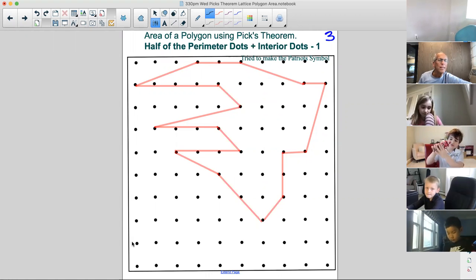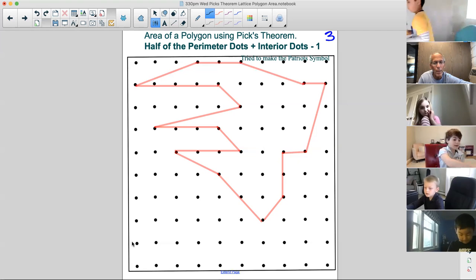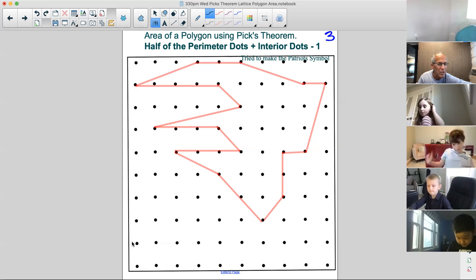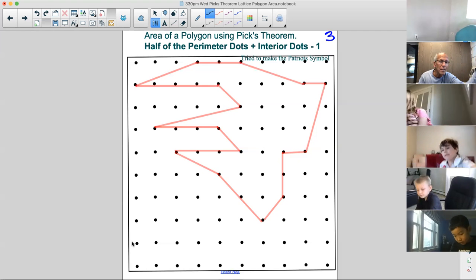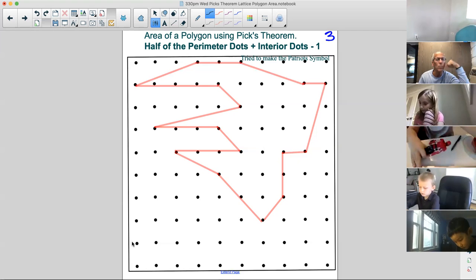Now, this is called the flying Elvis. Now, it's the Patriots symbol. So go ahead and tell me what the area is. How many square units? You've got to figure out the interior dots, half of the perimeter dots, and then you have to subtract 1.